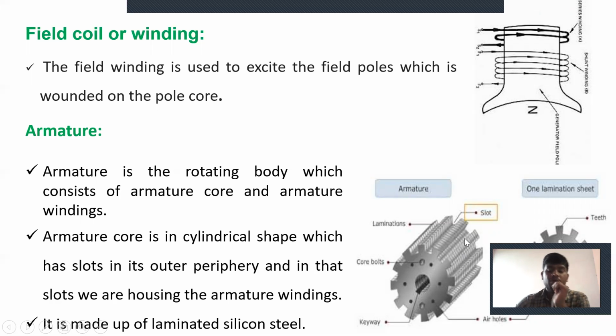These slots are useful for placing the copper winding, that is the conductors, the armature conductors. Also, this cylindrical shape has holes, and these holes are useful for air ducts. This whole armature is laminated by a silicon layer, an oxide layer. Due to this lamination, we protect from the leakage flux losses. So there is no leakage flux due to the lamination of the core. Okay, so this is the armature.